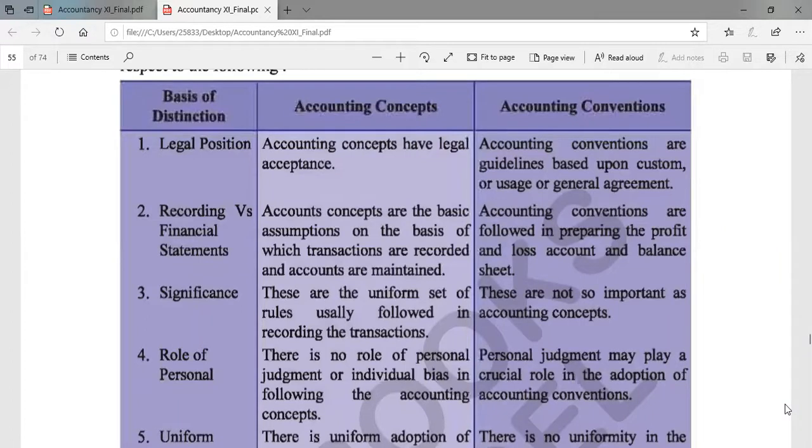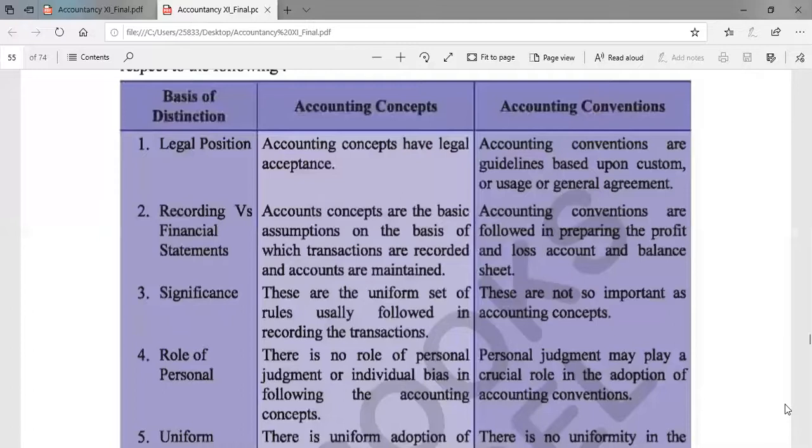ऐसा नहीं है कि दोनों कोरिलेट नहीं करता, दोनों चीजें कोरिलेट करती हैं। कैसे? जब आप रिकॉर्ड करेंगे कॉन्सेप्ट्स को यूज करके, तो उससे जो आपका आउटपुट निकलेगा, that is going to be financial statement, that is trading account, P&L, profit and loss account, and balance sheet. And when we are talking about convention, so convention is also talking about preparation of financial statement only, right?